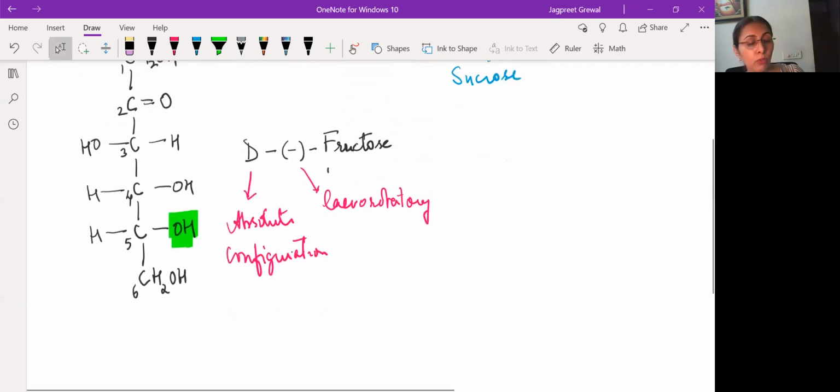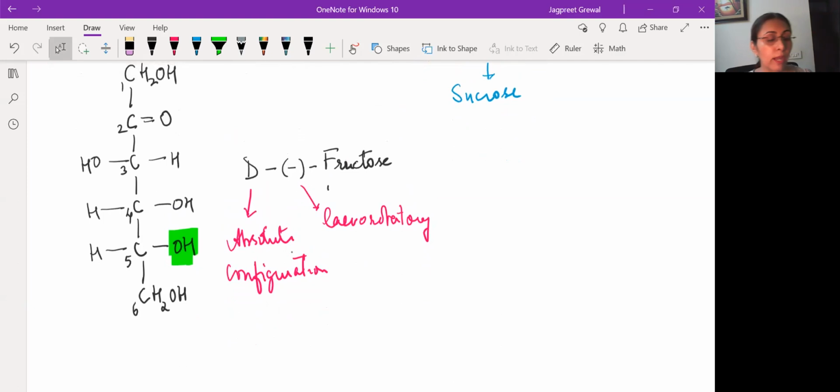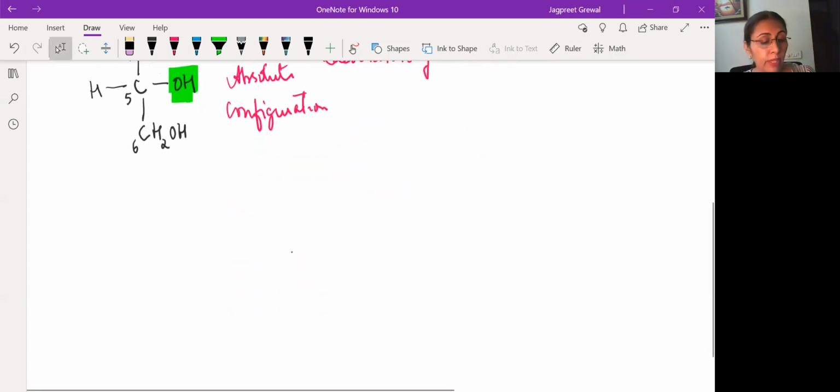Now, the same as glucose, fructose also has a ketonic group as well as OH groups. So this can also undergo intramolecular bonding. Okay, and as a result, what will be formed? It will form a ketal.